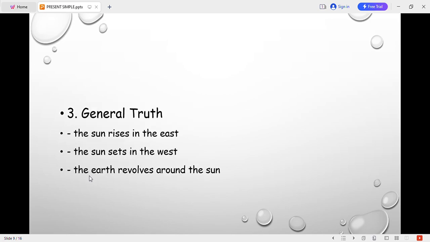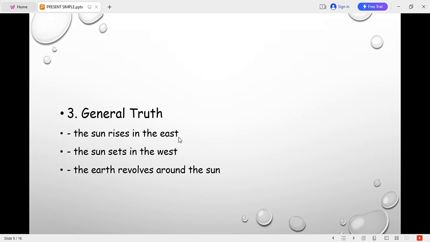Number 3, the condition is general truth. The type of present simple is general truth. For example, the sun rises in the east. The sun always rises in the east. In the past, in the present, and tomorrow in the future, the sun always rises in the east. That's the general truth.